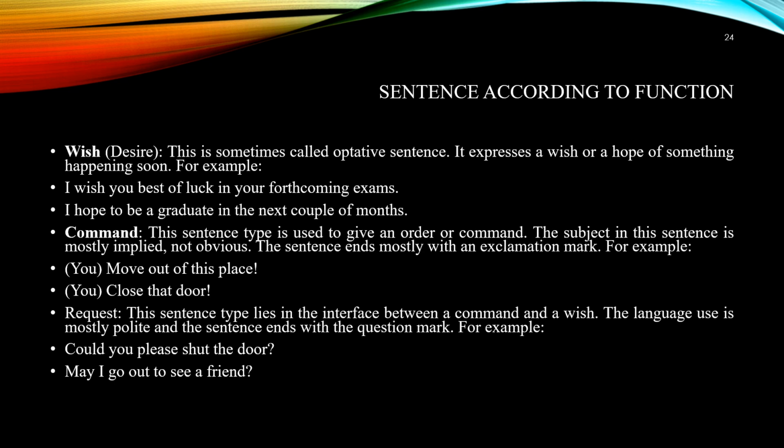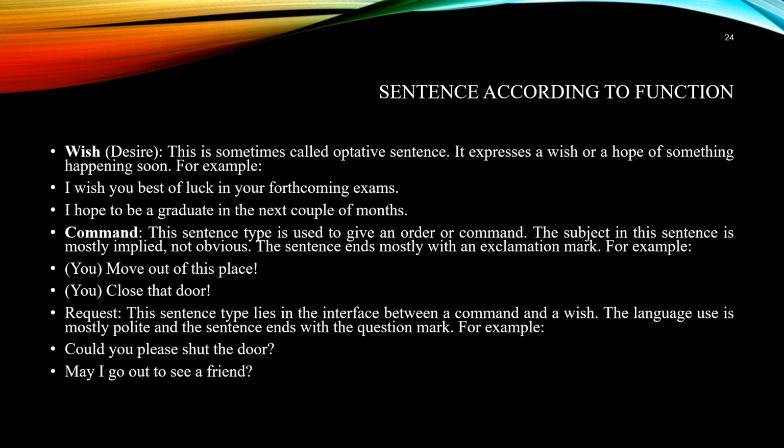Yes. So we also have wish. Wish, or what we call desire, is sometimes called optative type of sentence. It expresses a wish or a hope or something that is happening soon. For example, I wish you best of luck in your forthcoming exams. I hope to be a graduate in the next couple of months. So you see, these are wishes that somebody can wish himself or someone else. So any wish functions as an optative type of sentence, or it can be called wish or desire.